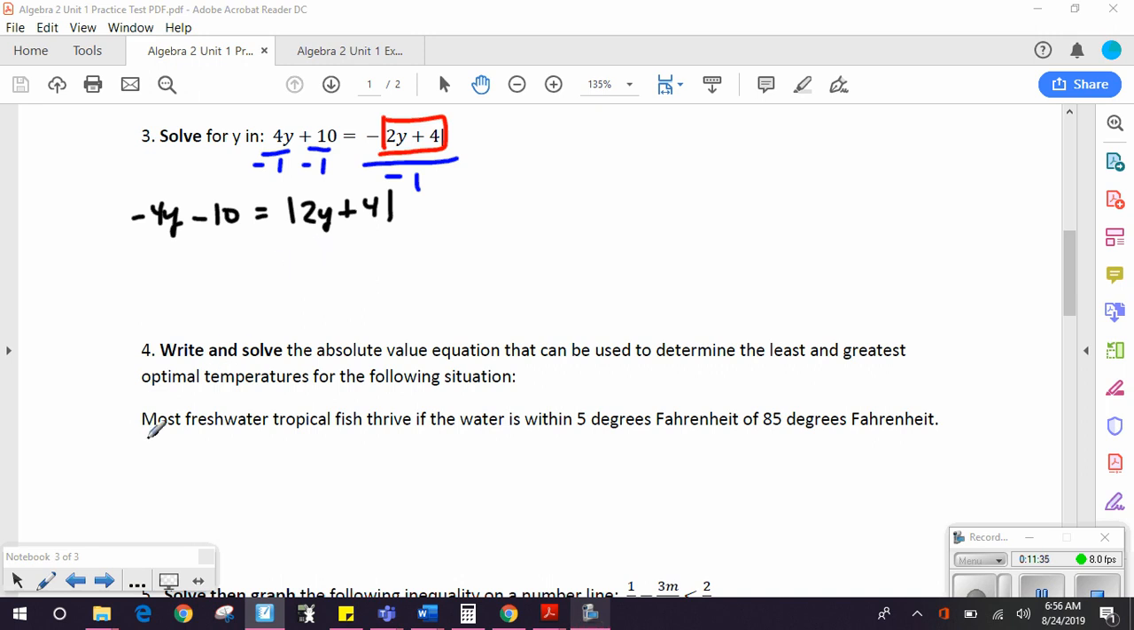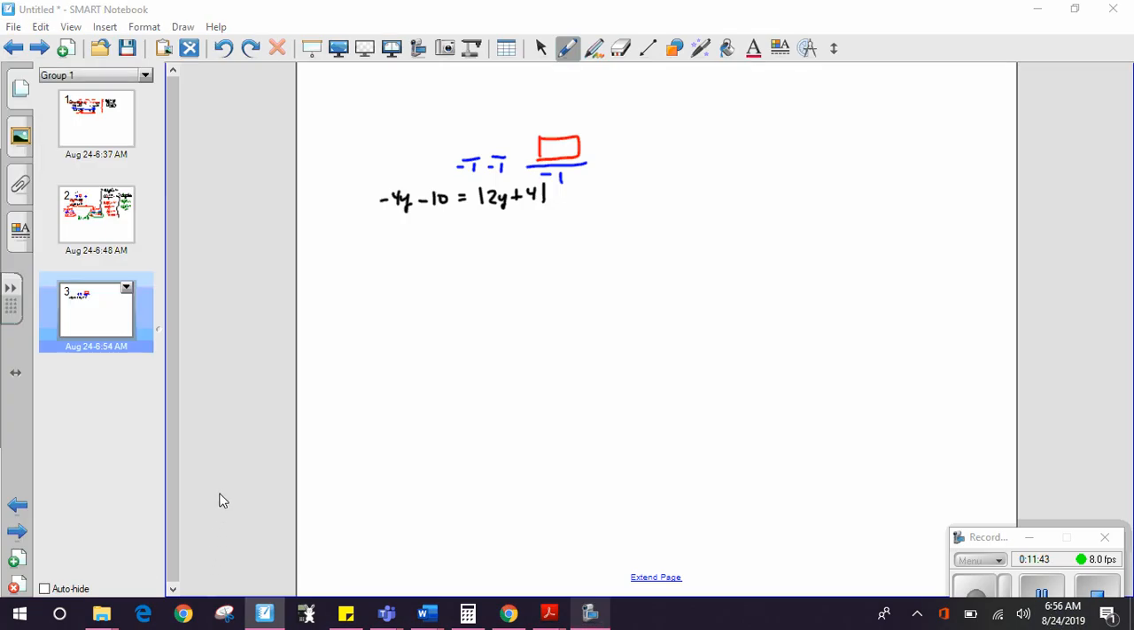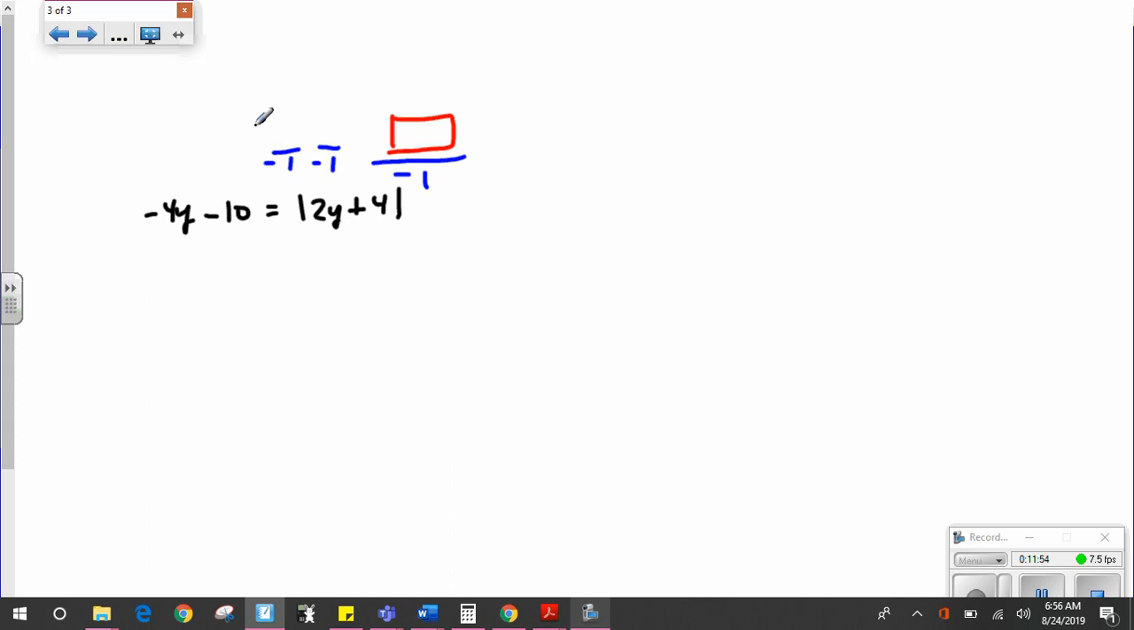And again, once the absolute value box is isolated, then you start your 2 tracks. And it doesn't matter if the absolute value box is on the left hand side or the right hand side. That is totally fine. If you want to flip it around, you're welcome to, but you don't have to.